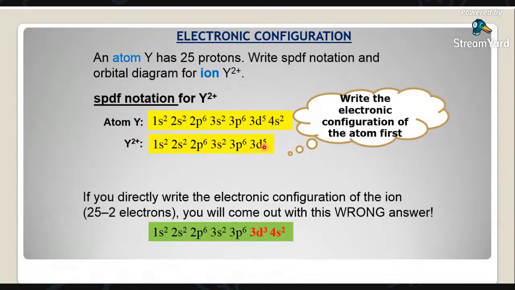Okay, what happens if you directly write the SPDF notation for Y2 plus? You don't write atom Y first. You don't go down for the atom, straight to Y2 plus. How do you do it? You do it like this, 25 minus 2 because you see it donates 2 electrons. 25 minus 2, 23. So you arrange the 23 electrons. So what will you get? You will get this wrong SPDF notation. So that's why it is important for you to write the SPDF notation for the atom first, then only for the ion. Alright. Okay, and next one. Okay, that is wrong.